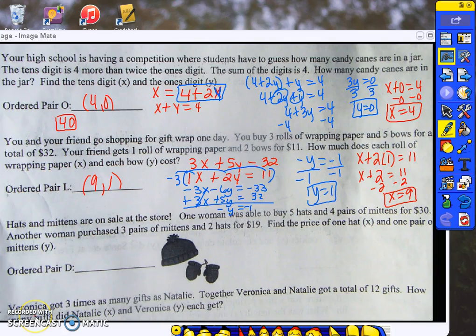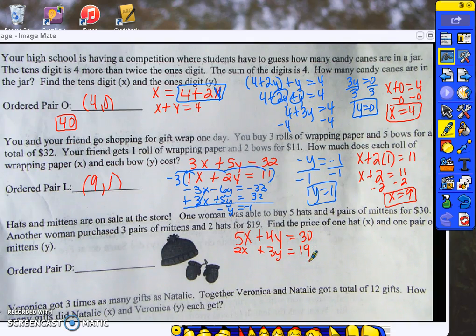Hats and mittens are on sale at a store. One woman was able to buy 5 hats. Hats is represented by X. So 5 times the cost of the hat plus 4 times the cost of the mitten equals $30. The other lady purchased 3 pairs of mittens, but I wrote hats first, so I'm going to do 2x plus 3y equals 19.